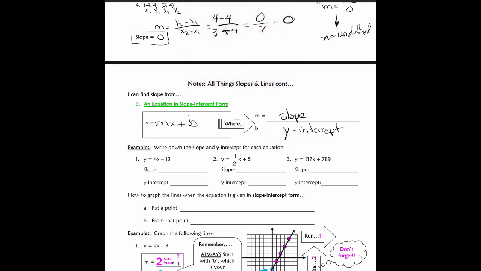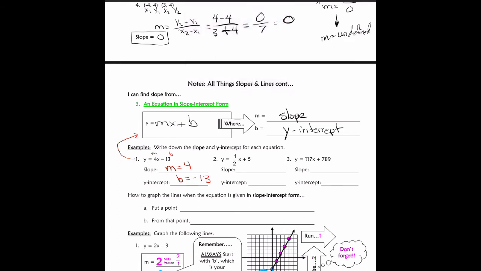So looking at example 1 here, I have y equals 4x minus 13. So comparing that to my formula up here, right? Here's m, and here's b. So my slope would be m equals 4. And my y-intercept would be negative 13. Now, if it's positive, we don't have to include the sign, right? But since it's 4x minus 13, that means the y-intercept is negative 13. So you have to include the negative if it's there.